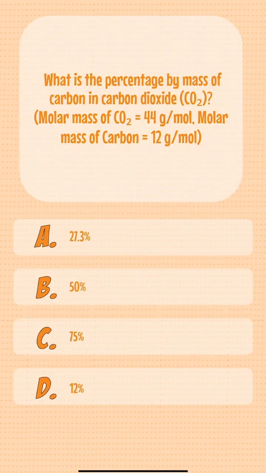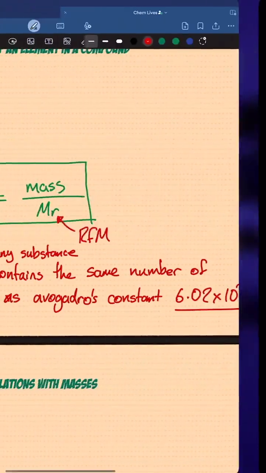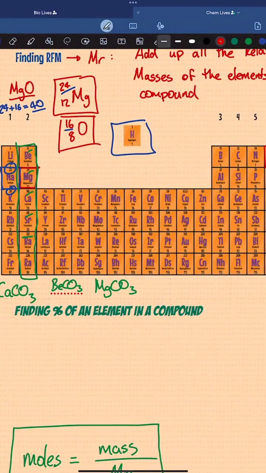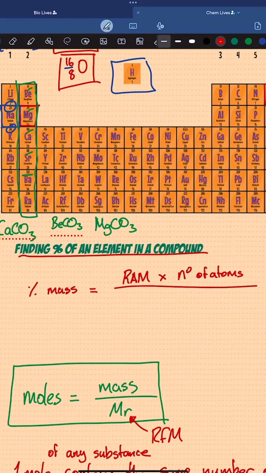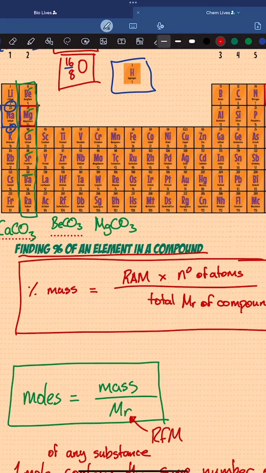All right, so this question is percentage by mass. Let's quickly go back to our notes and look at percentage by mass. So let's say we wanted to work out the percentage of an element in a compound. This is the equation: percentage mass is equal to the relative atomic mass of the element times the number of atoms of that element, divided by the total Mr of the compound. I actually think this equation makes it more confusing than it is, so let me explain using the question.